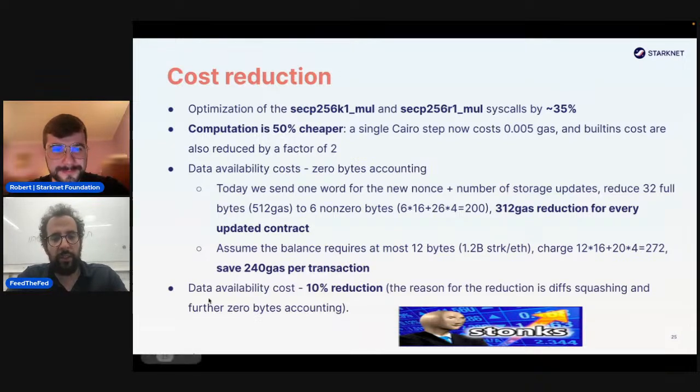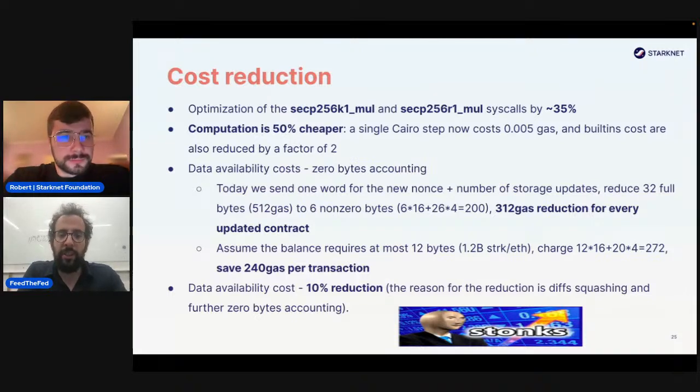One thing I didn't mention is, on top of these concrete reductions, there's a 10% off data availability cost. I feel like I'm in a supermarket. Data availability is 10% off, not only today, but throughout the version and from now on. The motivation for this reduction is that state diffs are squashed. So if you and I send different transactions within the same block that modify the same storage slot, we only have to send a single update to Ethereum.